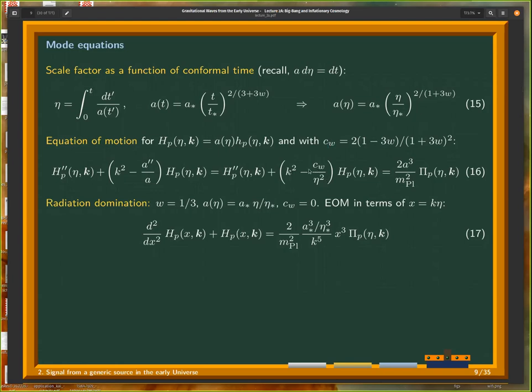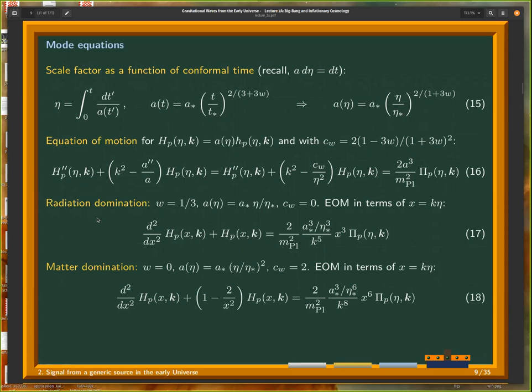And then in the final step, I can redefine my time variable. Here I use conformal time. Double prime means second derivative with respect to conformal time. And now it turns out to be convenient to introduce some variable x, which is just k times eta. Then the first term goes into this one here, and the second one, which is proportional to k squared, goes to this one here. And then the right-hand side is more or less the same, up to some factors because I changed my time variable. Okay, so this is the equation of motion in radiation domination.